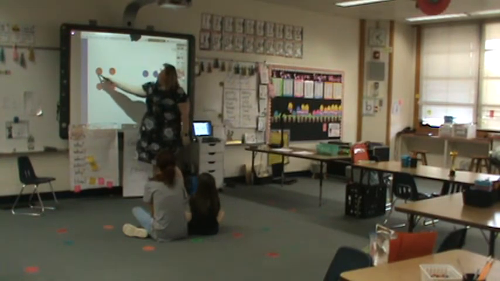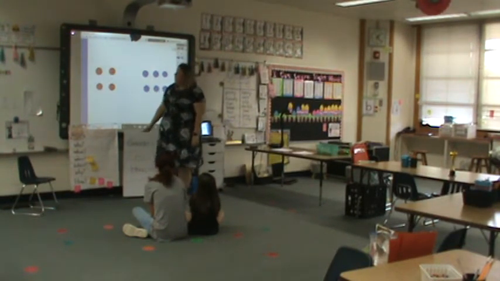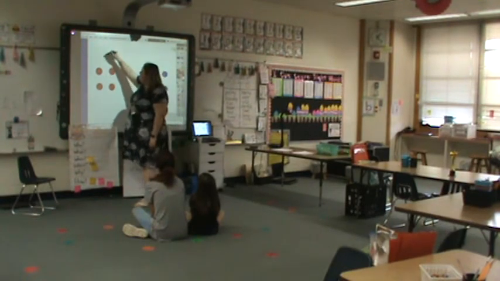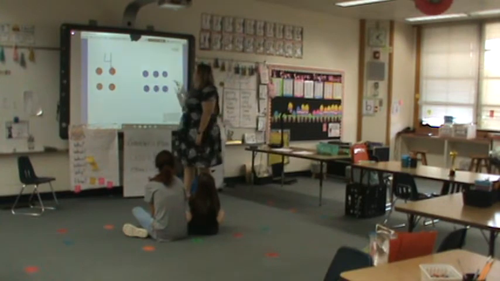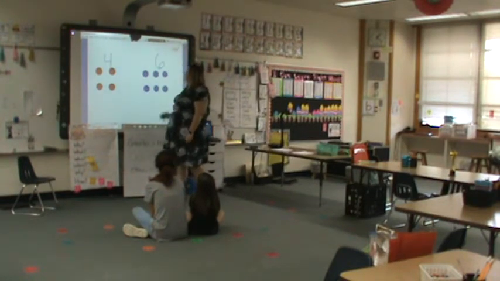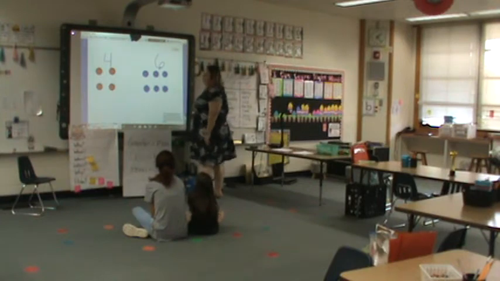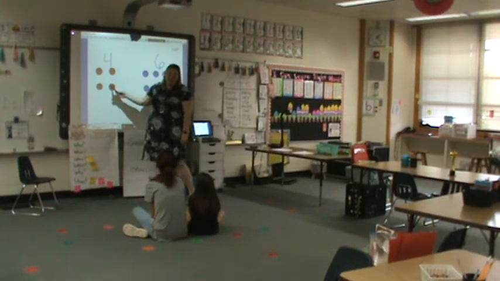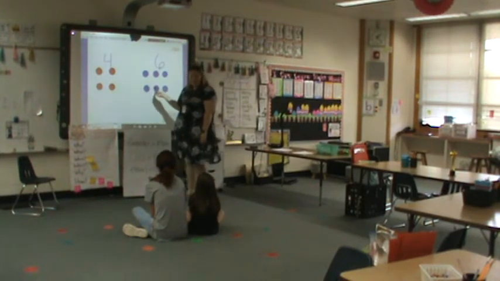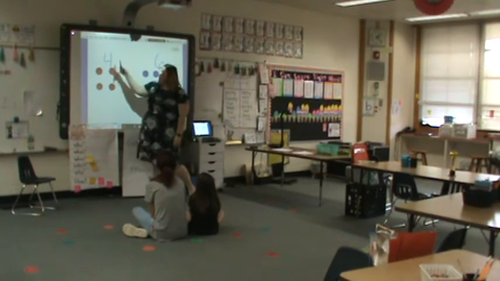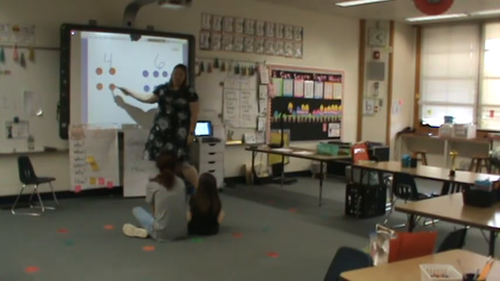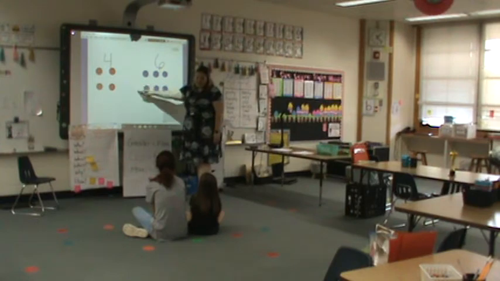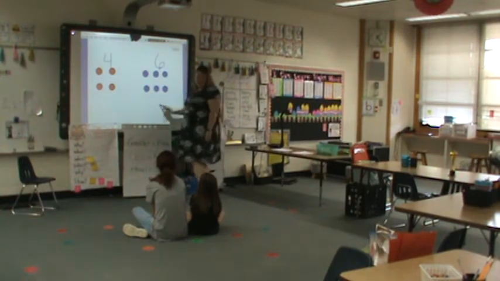Okay, 1, 2, 3, 4. There are 4 red circles. 1, 2, 3, 4, 5, 6. There are 6 blue circles. So red group is less than blue group because there's only 4 in red. Blue group is more than red group because there are 6 circles. There are more.